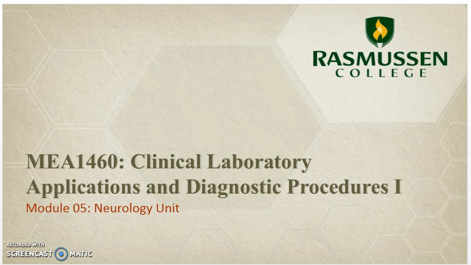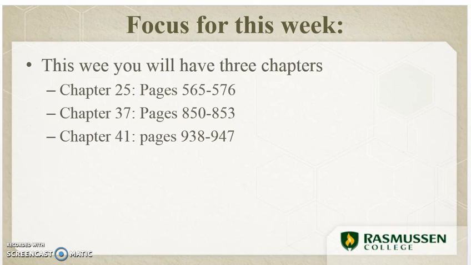This week our focus is on neurology and neurological disorders. So that means we are going to have 3 chapters that we're going to focus on. Those are chapter 25, pages 565 to 576, chapter 37, pages 850 to 853, and chapter 41, which is pages 938 to 947. So let's go ahead and jump on in and start talking about each of these chapters a little bit more.